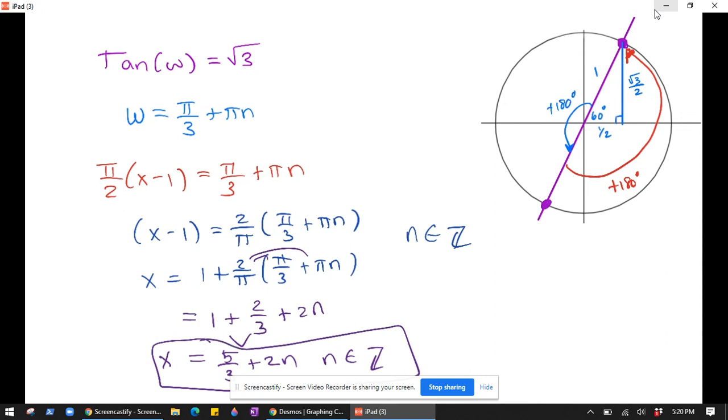Okay, so I have one solution definitely at 5/3. That's when n is 0. And then my other solutions are just spaced 2 units apart. If I add or subtract 2, or multiples of 2, rather, I will get more answers. And we can see that graphically here.